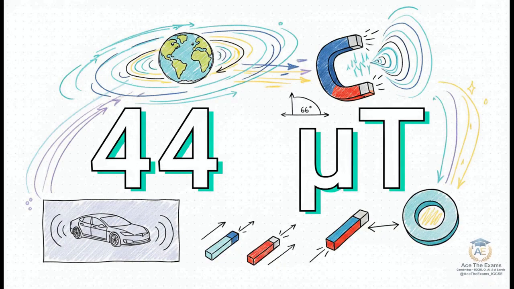Let's put some real-world scale to this, because examiners love context questions. A whole Tesla is actually a massive unit. An MRI machine might use a few Teslas. But the Earth's entire magnetic flux density in the UK is only about 44 microteslas, acting at a 66-degree angle to the horizontal. Notice the unit prefix there? Micro. 10 to the power of -6. Don't let prefixes trip up your calculator work.